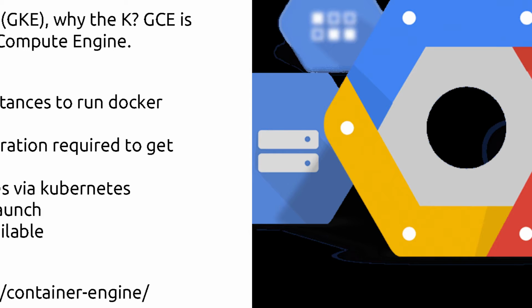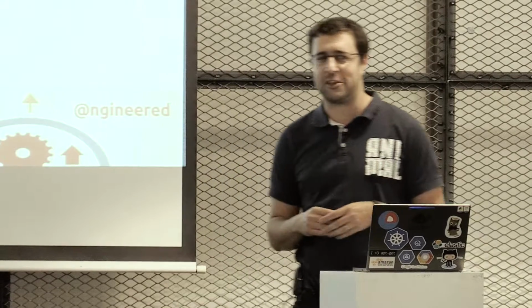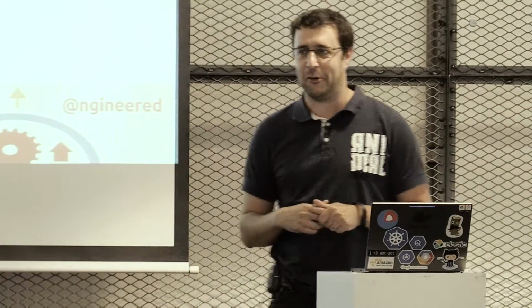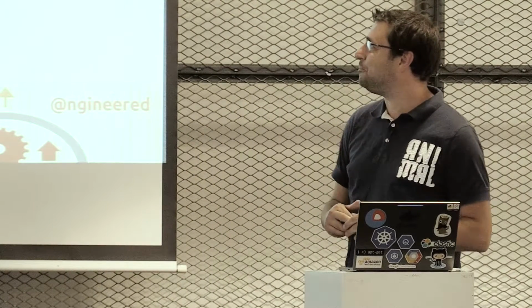So what is GKE? It's Google Container Engine. Now, you might be saying, why K? Well, I'm going to say they're probably stealing that from Kubernetes a little bit, but GCE was already taken. That's Google Compute Engine. So unless they stuck a 2 on the end, it was going to start sounding a little bit AWS-like. So they probably decided against that.